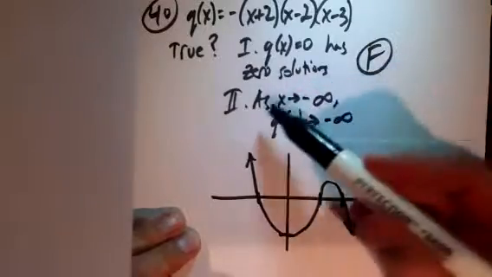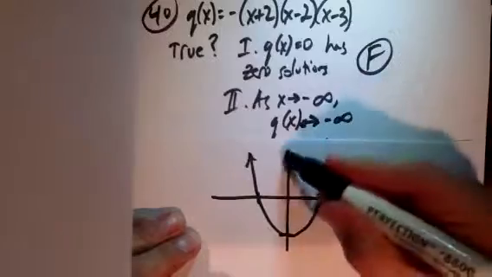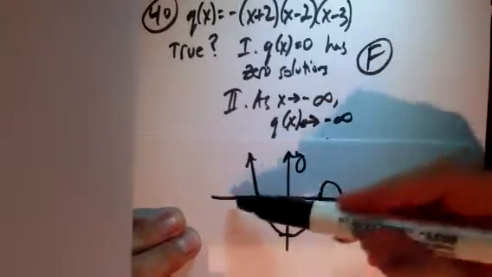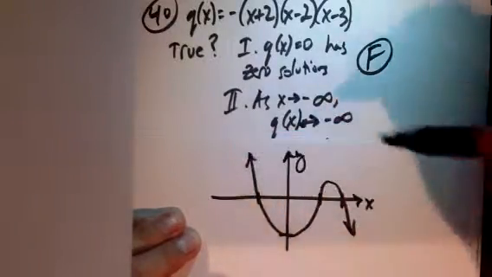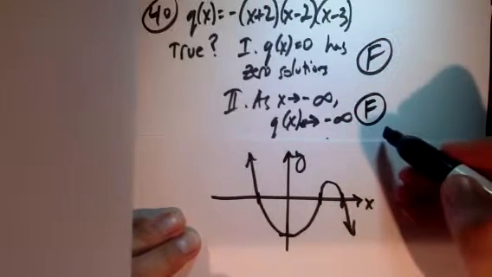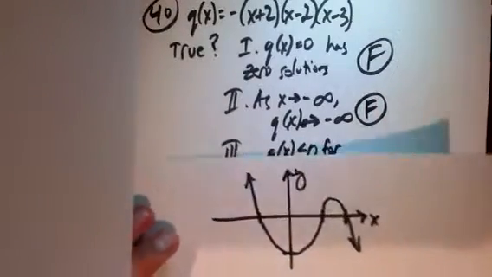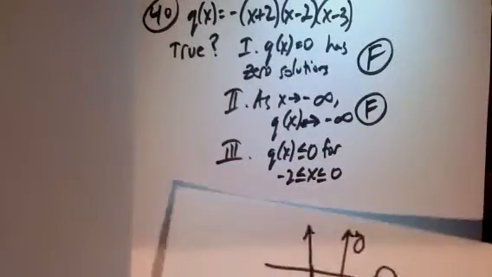So what is happening here? It says as x approaches negative infinity, which this of course is the x-axis, the function itself gets greater, which means that it doesn't approach negative infinity, which means that 2 is false, Roman numeral 2. Now we'll try and get this last one in here.